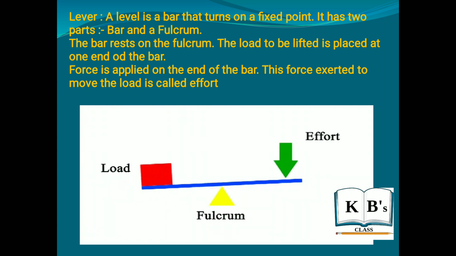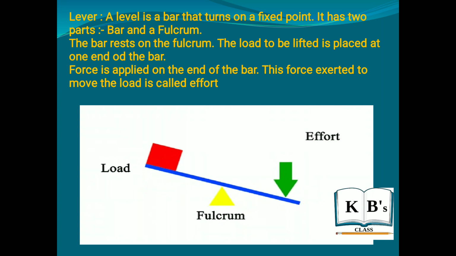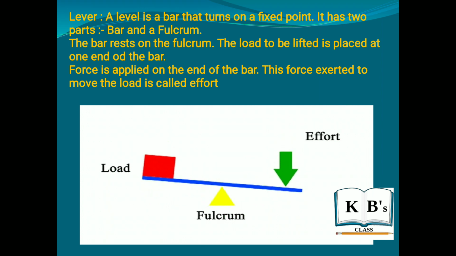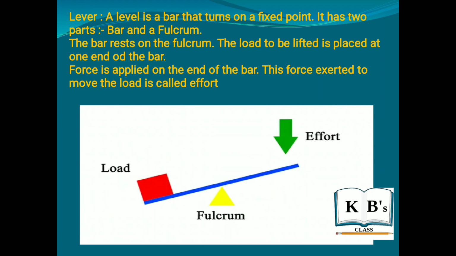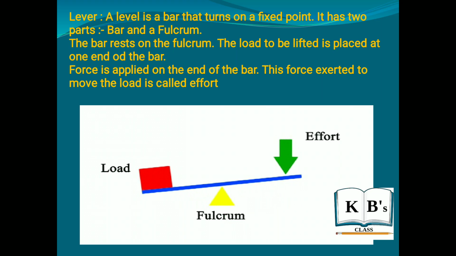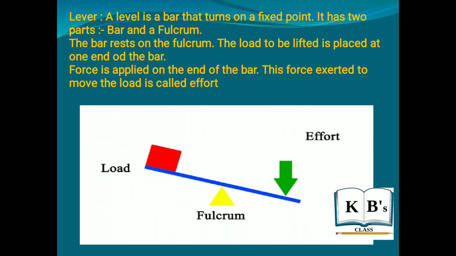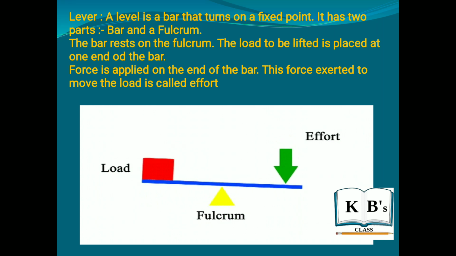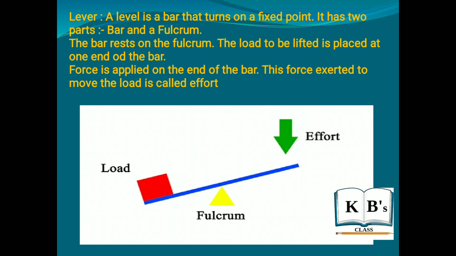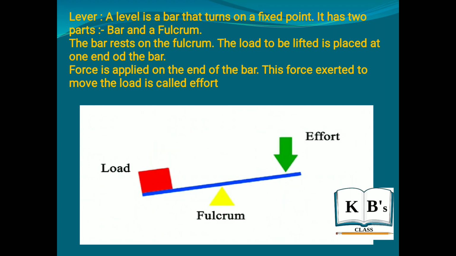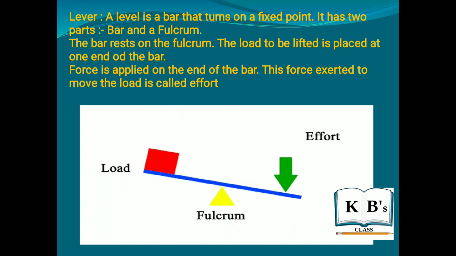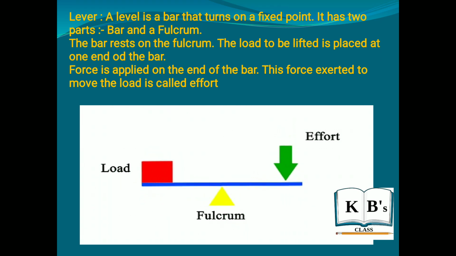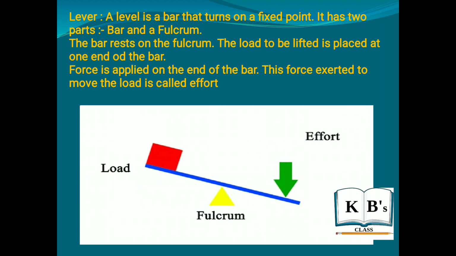First of all, let's talk about a lever. A lever is a bar that turns on a fixed point. It has two parts, a bar and a fulcrum. The bar rests on the fulcrum. The load to be lifted is placed on the other end of the bar. The force applied on the end of the bar, this force exerted to move the load, is called effort.